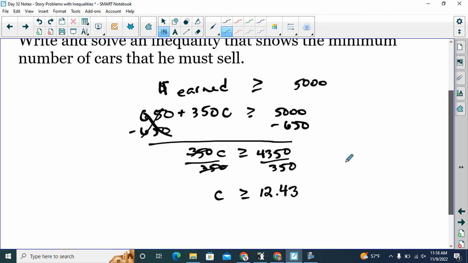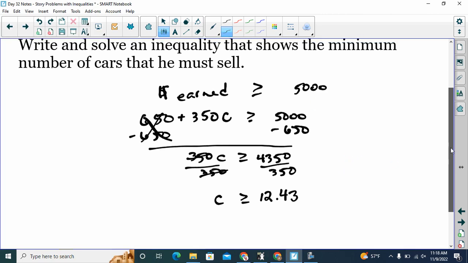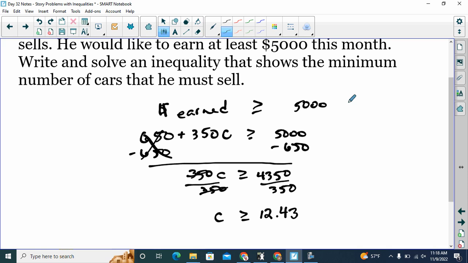Again, we're not rounding to the nearest whole number. We are writing our answer as a whole number, but it's not necessarily the nearest one. He can't sell 12.43 cars. Number of cars needs to be greater than or equal to 12.43, so 13 cars.